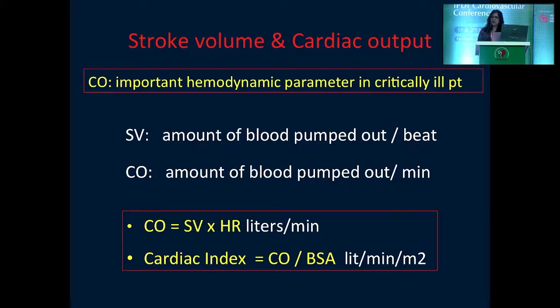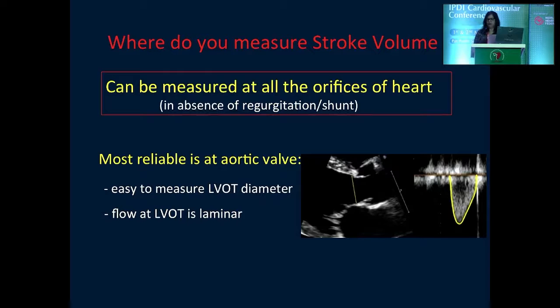And many patients with low cardiac output respond very well with the fluid replacement therapy. So we have to know stroke volume, which is the amount of the blood pumped out per beat, and the cardiac output is the amount of the blood pumped out per minute. Now, where do we measure the stroke volume? Well, it can be measured across any orifice of the heart, provided there is no regurgitation and no shunt. But we do it at LVOT, at the aortic valve, because it is very easy to measure the LVOT diameter.